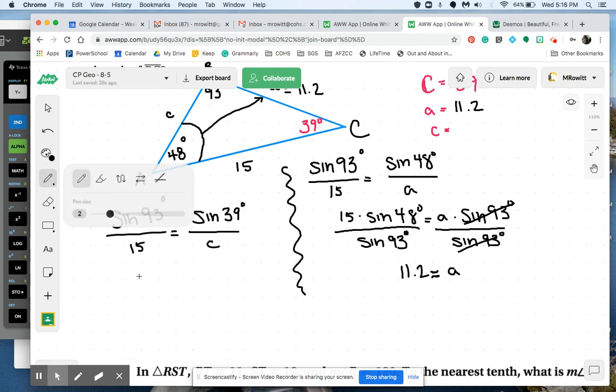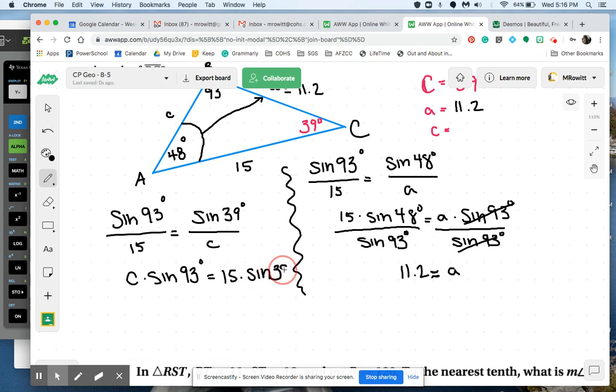I need to cross multiply, so I've got c times the sine of 93 degrees is equal to 15 times the sine of 39. I like to put the number I'm multiplying in front, especially for those of you that are a little bit sloppier. This reminds me that it's definitely multiplication, and I don't have this weird sine 93c. It's c times the sine of 93. Just like before, I need to isolate my variable, and since c and sine 93 are connected by multiplication, I can divide it away. Divide by the sine of 93, and same thing, sine of 93.